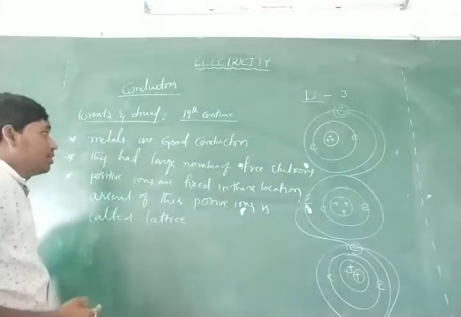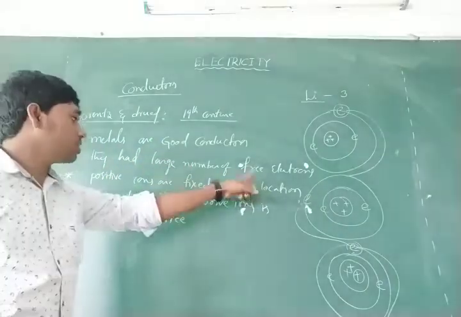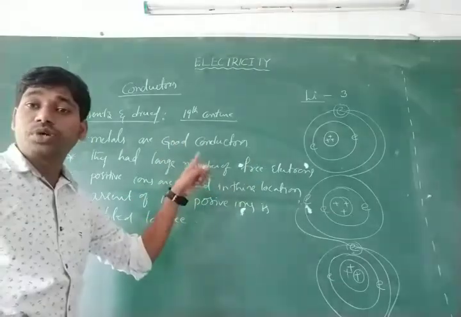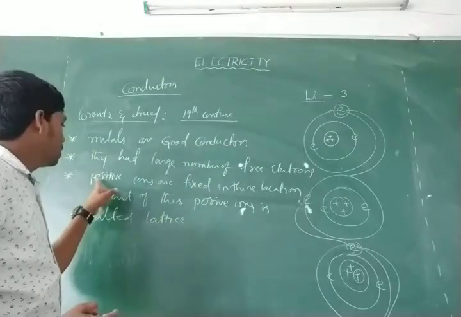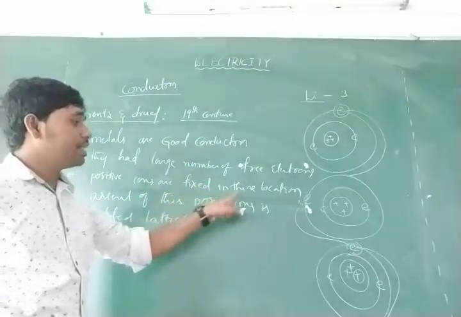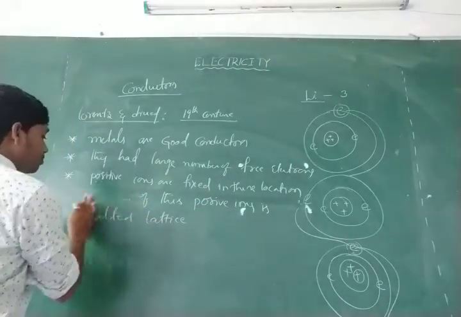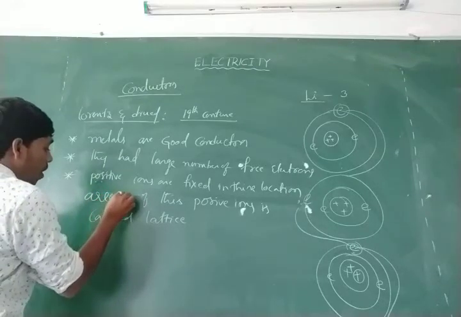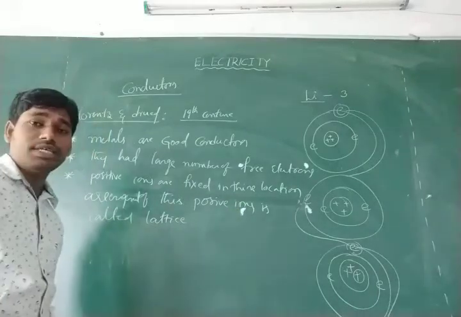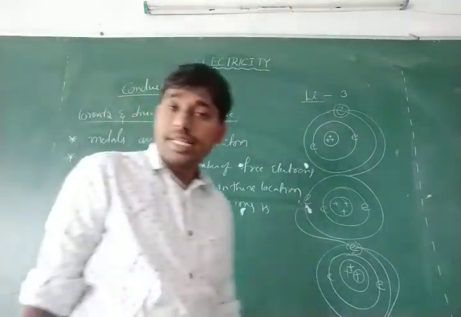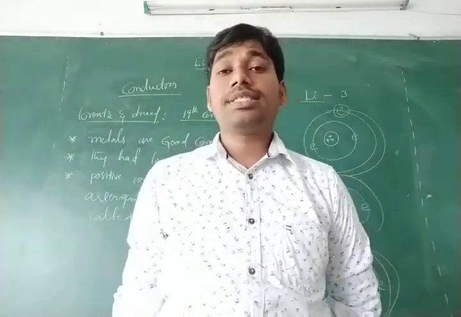Okay, this is what they said. Metals are good conductors. They have a large number of free electrons, and these free electrons help to conduct electricity in metals. And the second thing they said: positive ions are fixed in their location, and the arrangement of these positive ions is called a lattice. The positions where positive ions are present we call the lattice.